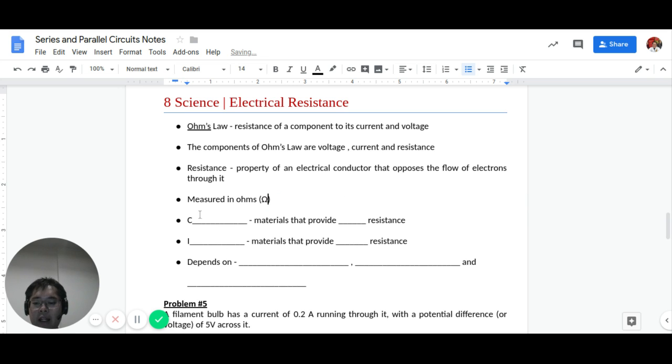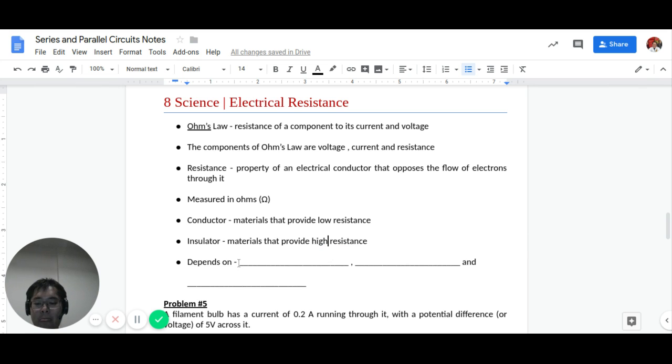Now, on to this point. These are materials that provide dash resistance, and it starts with a C. So obviously here would be your conductor. And materials which are conductors are low in resistance, right? As opposed to your conductors, the opposite would be your insulator, and these are materials that will provide high resistance.